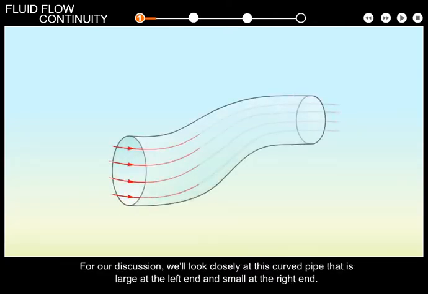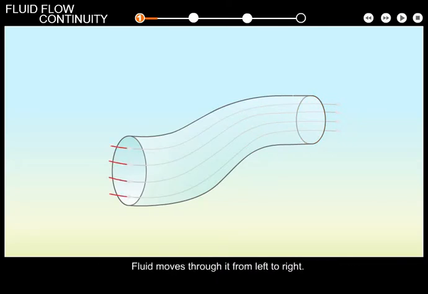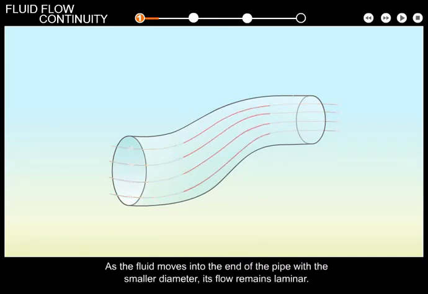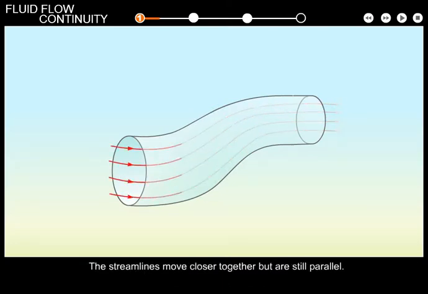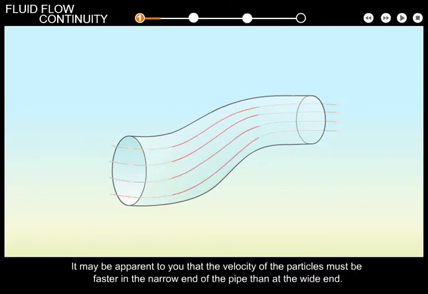For our discussion, we'll look closely at this curved pipe that is large at the left end and small at the right end. Fluid moves through it from left to right. Notice that the flow is laminar. As the fluid moves into the end of the pipe with the smaller diameter, its flow remains laminar. The streamlines move closer together but are still parallel. It may be apparent to you that the velocity of the particles must be faster in the narrow end of the pipe than at the wide end.